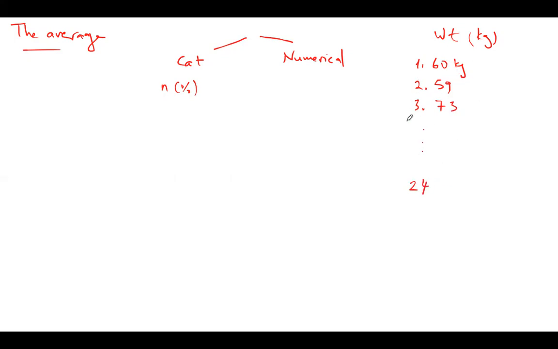This is the raw data. From the raw data, it is difficult to figure out and understand what's going on in this class. What's the appearance? What's the real picture of the weight? Therefore, we summarize it. We summarize the data.